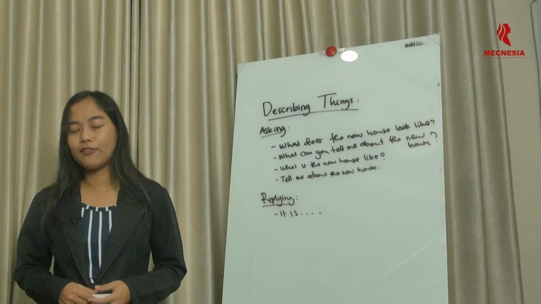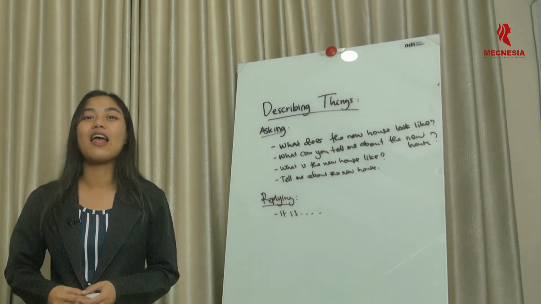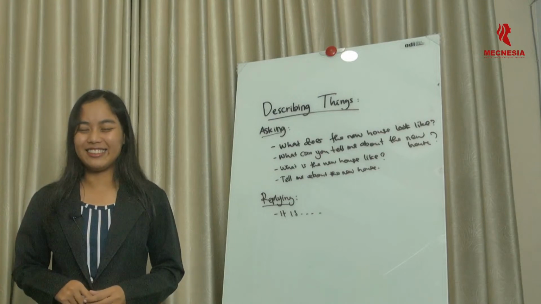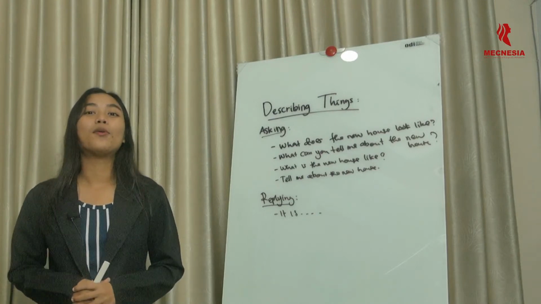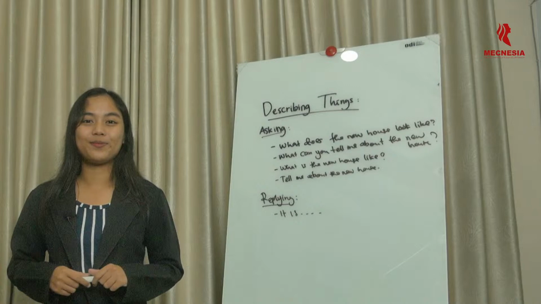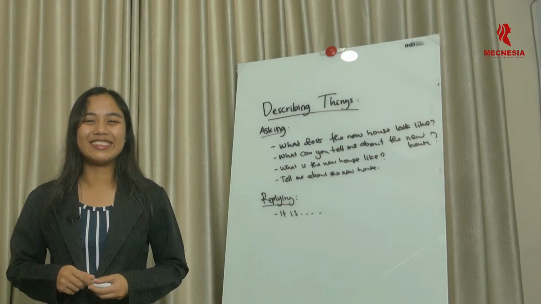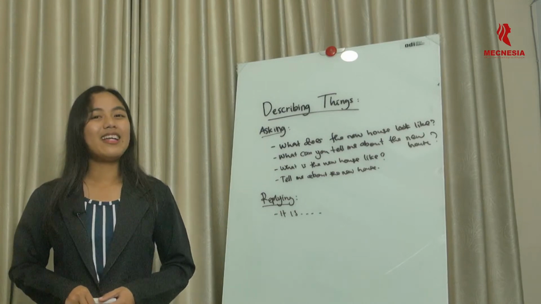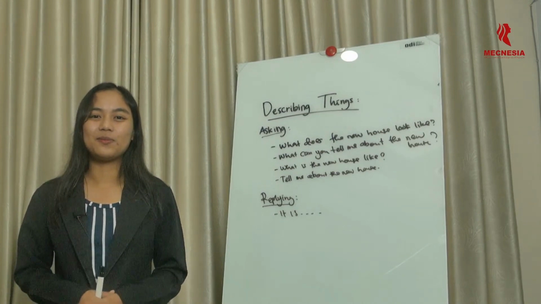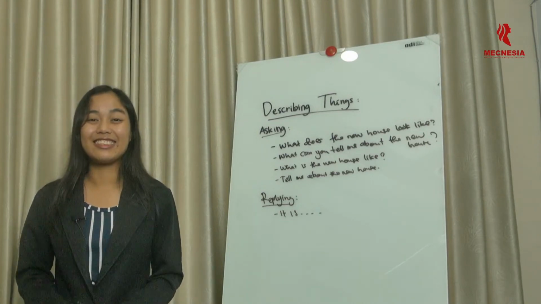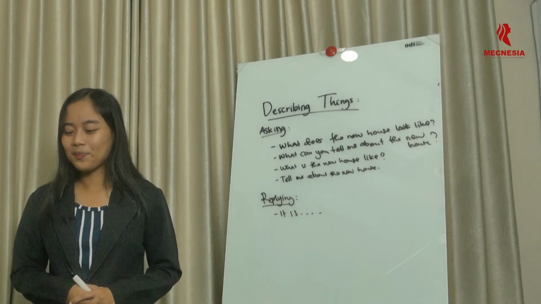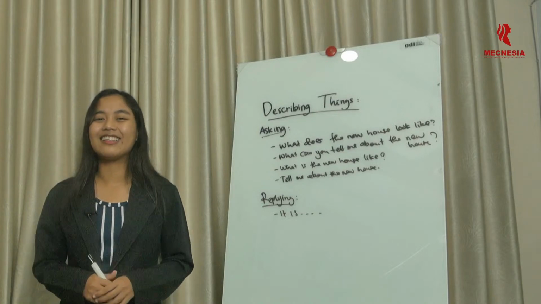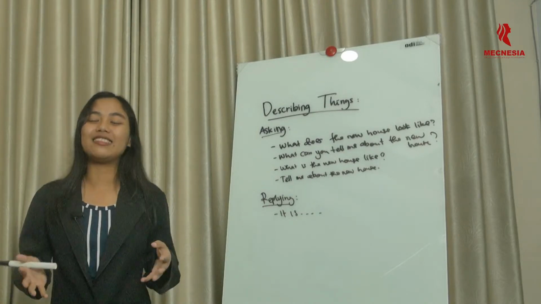Next, we have metal. Let's say it. Metal. Next one, we have leather. Let's say it together. Leather. Next one we have cotton. Cotton. Next we have plastic. Plastic. Kalau bendanya terbuat dari plastik.